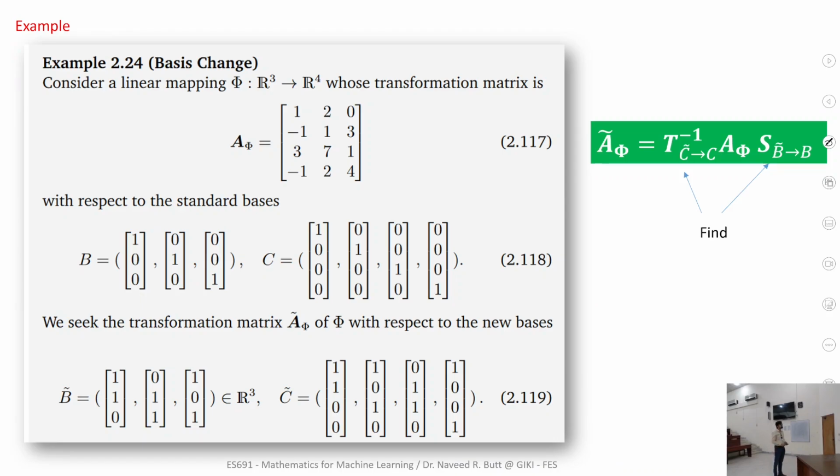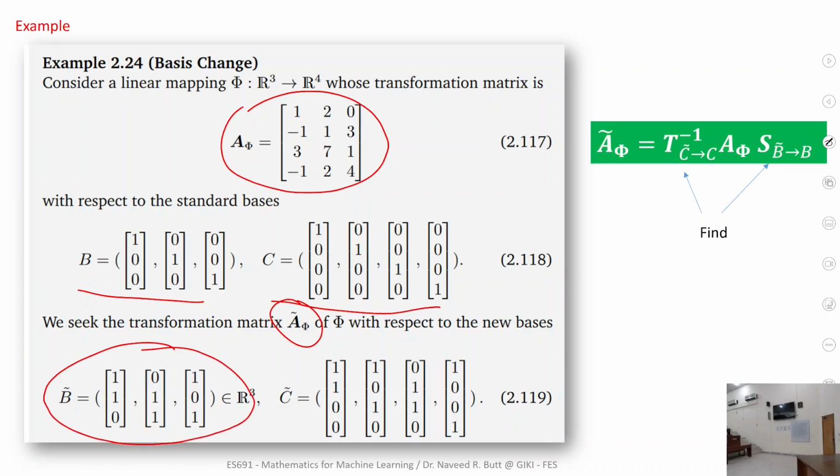So let's take a quick look at an example. You have phi R3 to R4. Phi x you have its transformation matrix A, but this transformation matrix is based on these. Notice they are standard. Fine. Now we want to find a phi tilde, which takes the vector in some non-standard basis B tilde and gives the output in another non-standard basis C tilde.